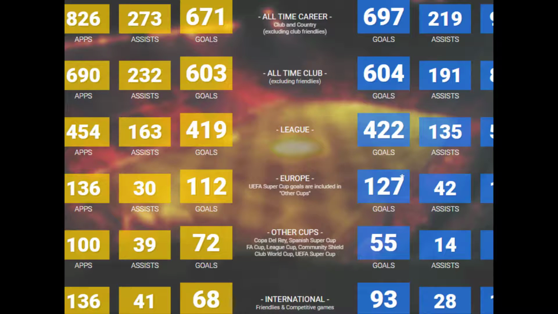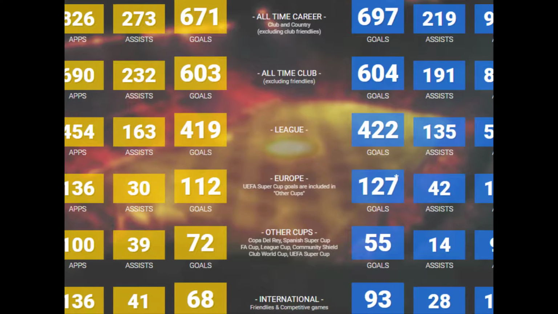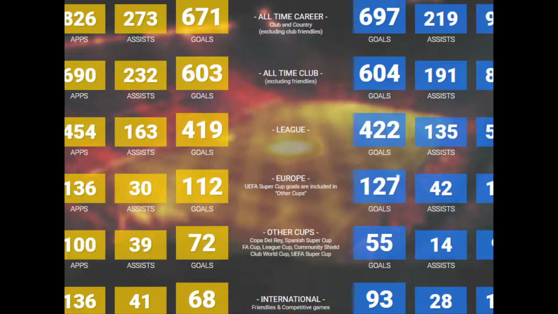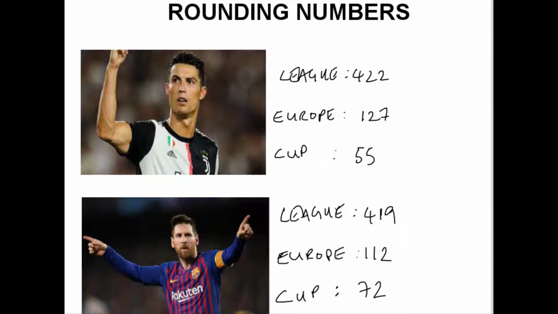So for example, Messi, he scored 419 goals in the league, 112 in Europe, 72 in cup competition. And compare that to Ronaldo, he scored about 422 in the league, 127 in Europe, and 55 in other cups. Okay, let me show you my working out now. So let's take Ronaldo here.